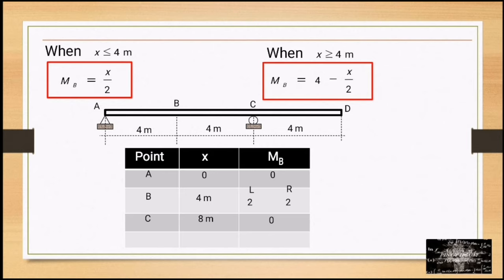So, ang MB natin is equal to 0. Sa point D, when X is equal to 12 meters, ganun din, greater than 4 meters. So, yung MB natin is equal to negative 2. Okay?